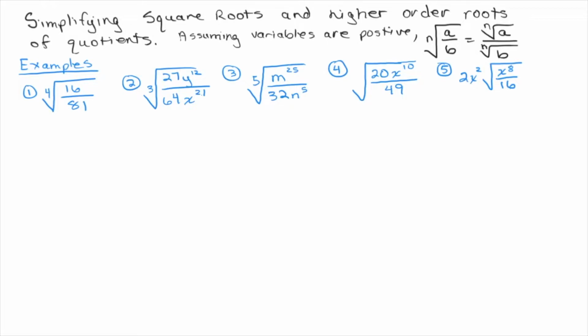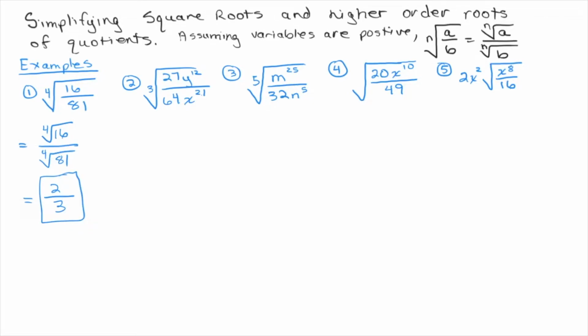These are fairly basic problems. We won't have too much trouble simplifying them. All right, so let's start with number 1. We have the fourth root of 16 over 81, so that's the same thing as the fourth root of the numerator over the fourth root of the denominator. And the fourth root of 16 is 2, and the fourth root of 81 is 3, so that's our answer.